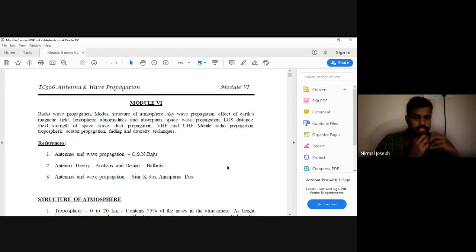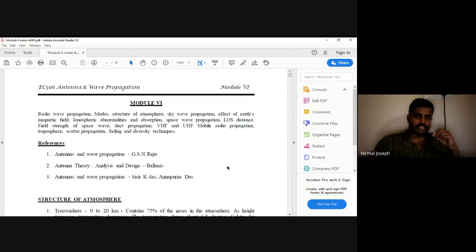As I said, what is a radio wave? The radio wave ranges from frequency 30 hertz to 300 gigahertz. As I already told, it ranges from a few hertz to a few gigahertz. That means, exactly speaking, 30 hertz to 300 gigahertz.